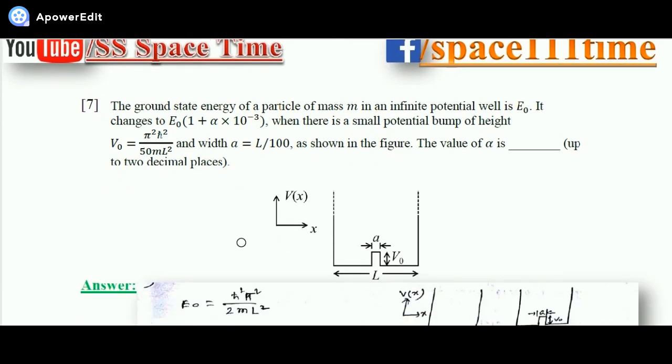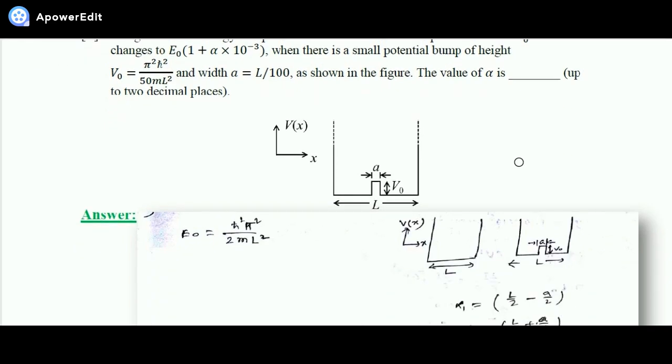Next, question number 7: the ground state energy of a particle of mass m in an infinite potential well is E naught. It changes to E naught times (1 plus alpha times 10 to the minus 3) when there is a small potential bump of height V naught equal to pi squared h-bar squared by 50 m L squared and width a equal to L by 100 as shown in the figure. What will be the value of alpha?